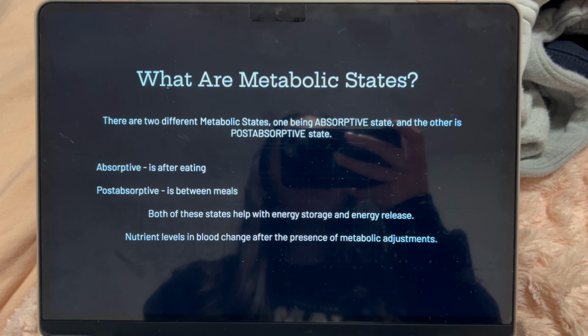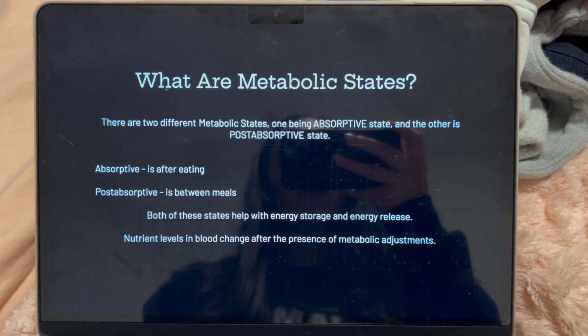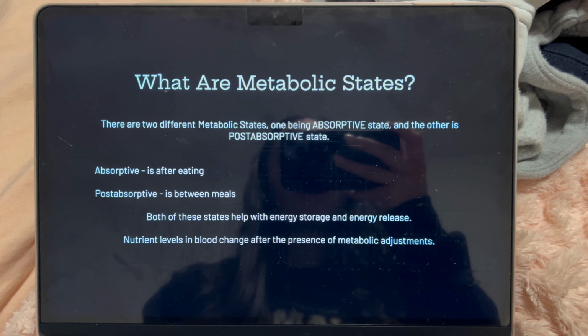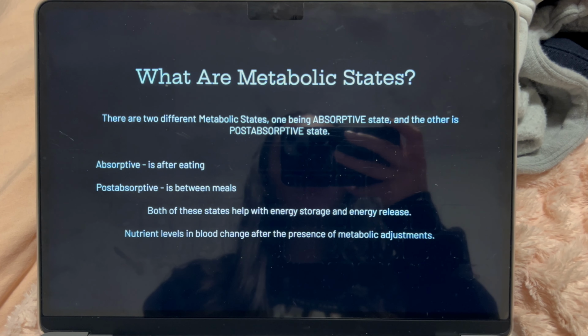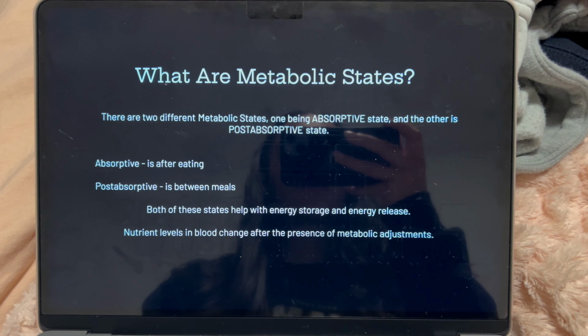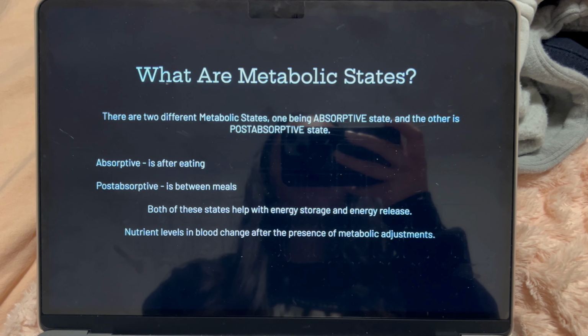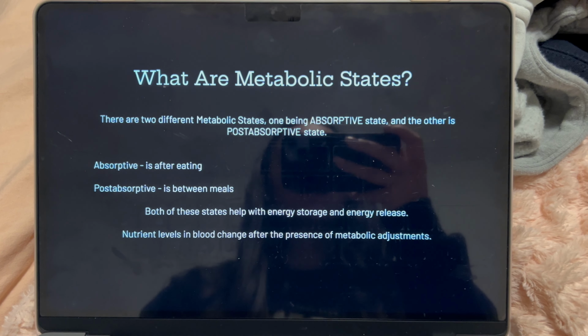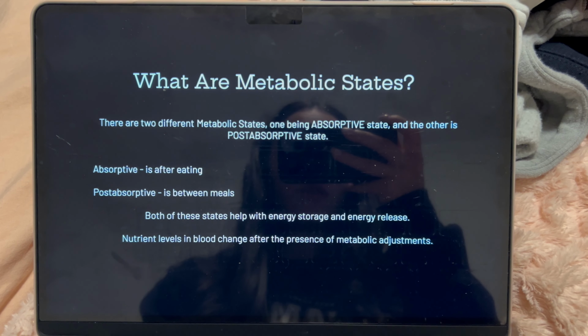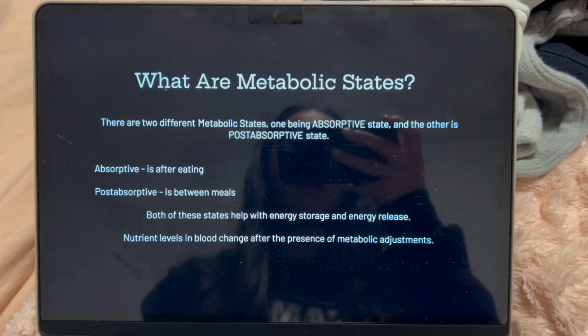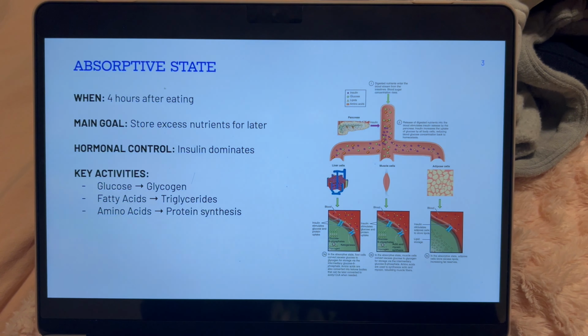Both of them help with energy storage and how much energy is being released throughout the day into our everyday lives and how we function after receiving those nutrients. The level of nutrients in the blood changes after the presence of that metabolic change. So these states are changing the metabolic states within the body, causing different things to happen.